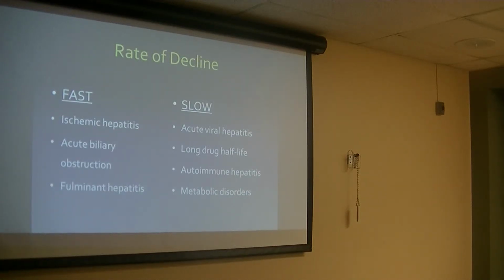And then finally, the third thing we look at when we're looking at AST and ALT elevations is the rate of decline. If it declines pretty fast, this is going to tell you that these are some of the main conditions that cause fast improvement in those parameters. Ischemic hepatitis being the main one. Slow: any drug with a long half-life. Acute viral hepatitis is sometimes slow to resolve. Autoimmune hepatitis certainly is. And then metabolic disorders.